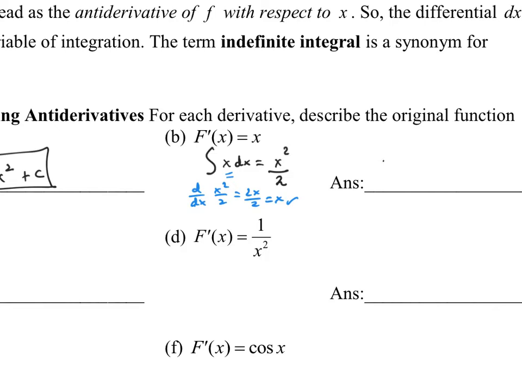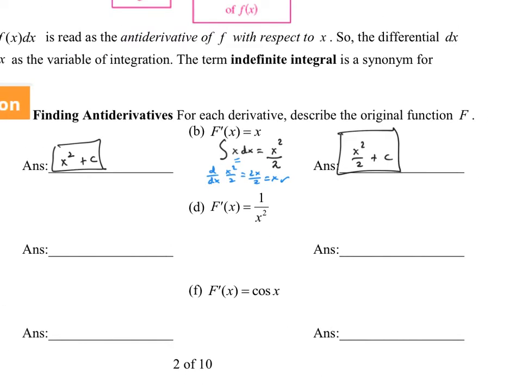Except this is only one answer, and I need an infinite amount of answers. How do I make it infinite? I simply add plus c. I could add or subtract any constant that I wanted onto that. Okay? Let's look at part C here.